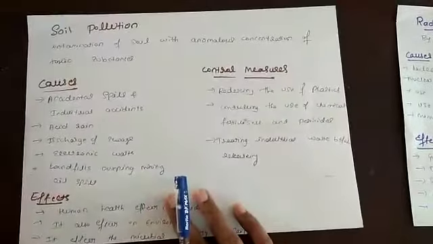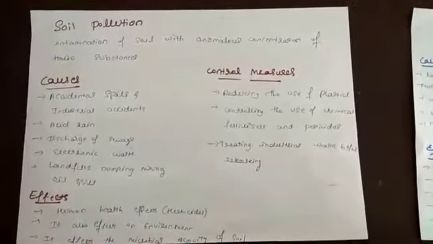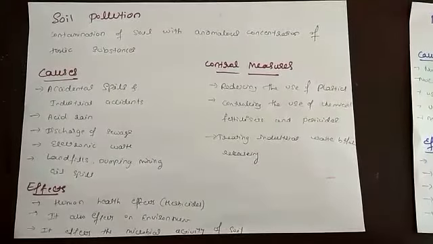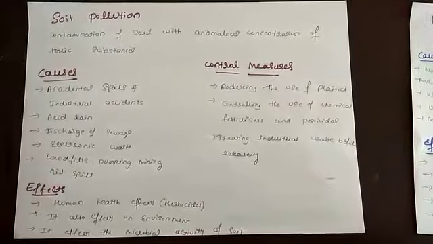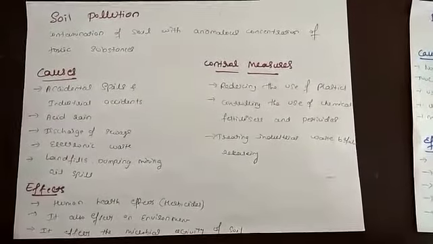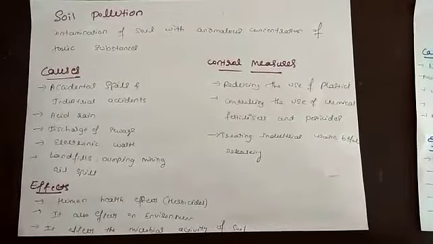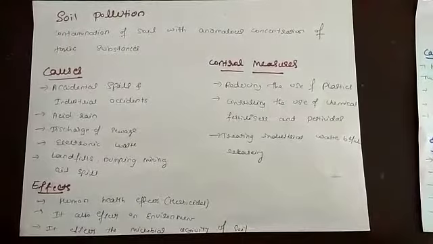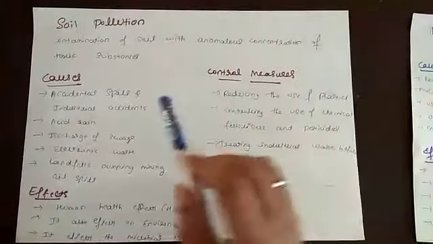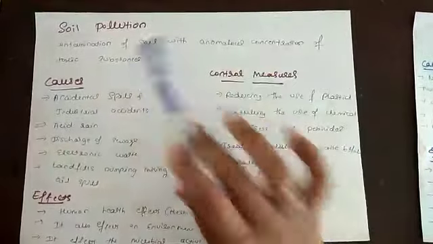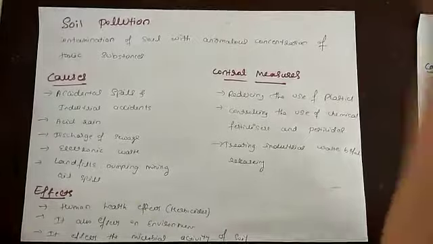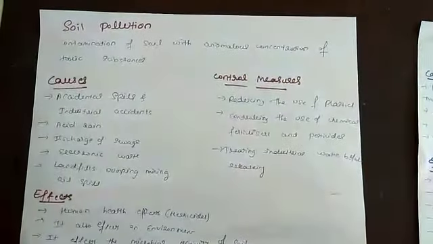Next part is about soil pollution. Soil is an important resource. It is called an abiotic factor. It is needed for organisms to live. Soil contains microorganisms and nutrients so that plant growth takes place. How will you define soil pollution? It is the contamination of soil with an anomalous concentration of toxic substances. More toxicity is added to the soil so that the soil gets polluted.